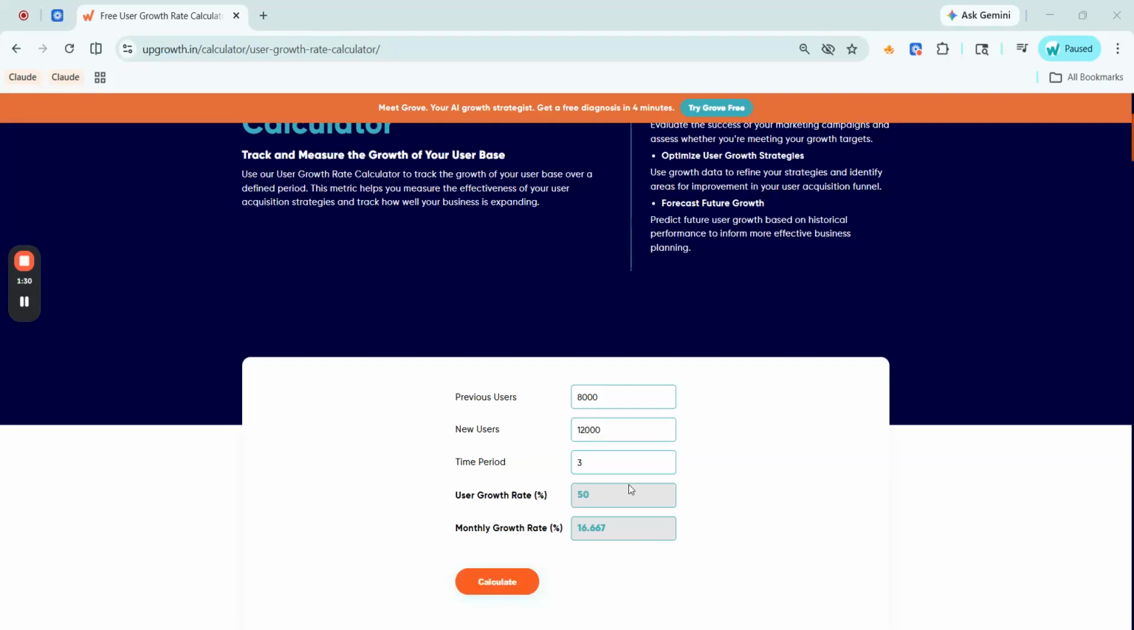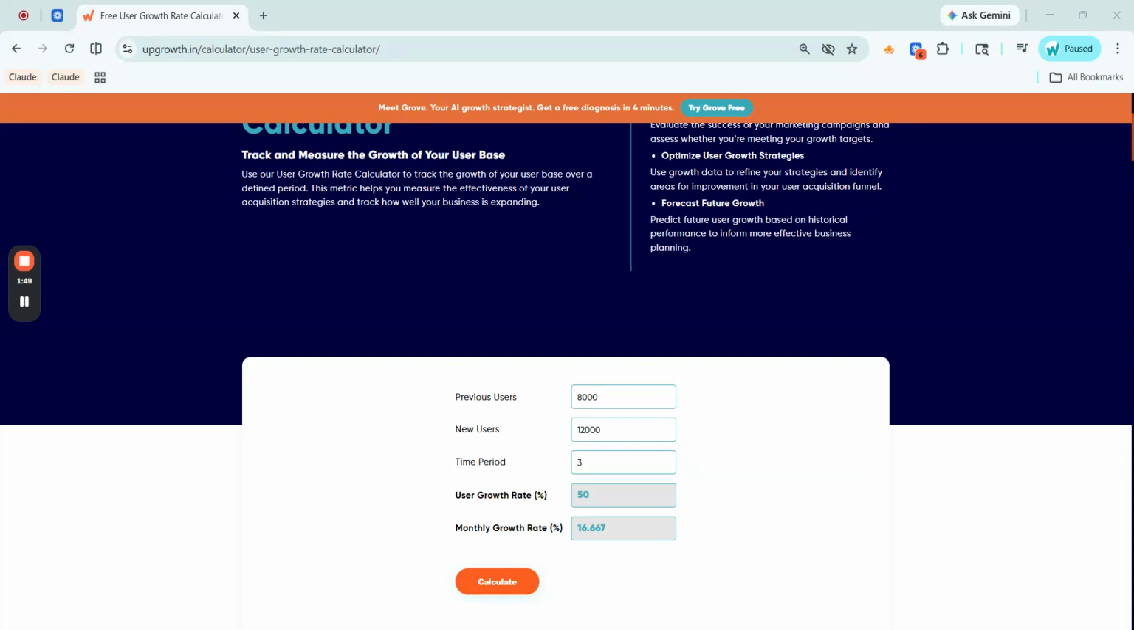So here the user growth rate is 50%. Your user base grew by half over those 3 months, and your monthly growth rate is 16.67%. That is the average rate at which users are growing each month across that period. So, two numbers that tell you clearly whether your acquisition is accelerating, steady, or slowing down.